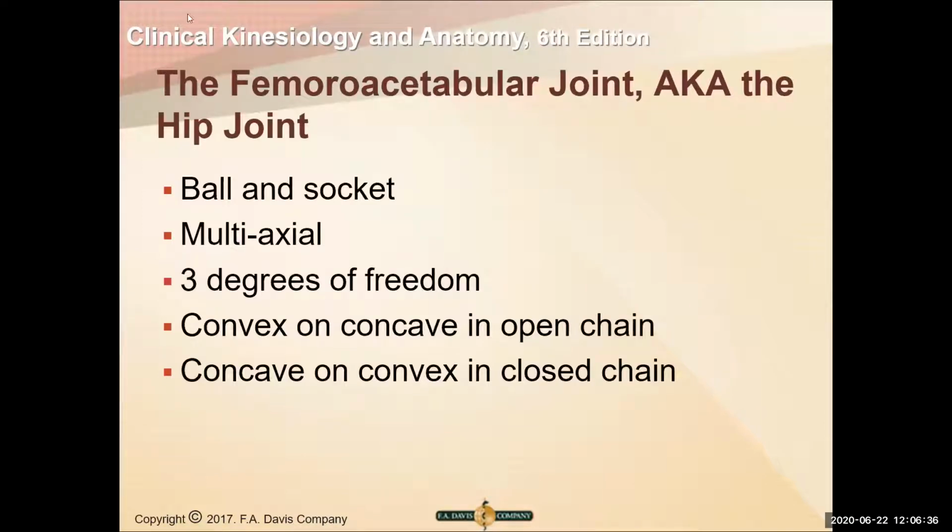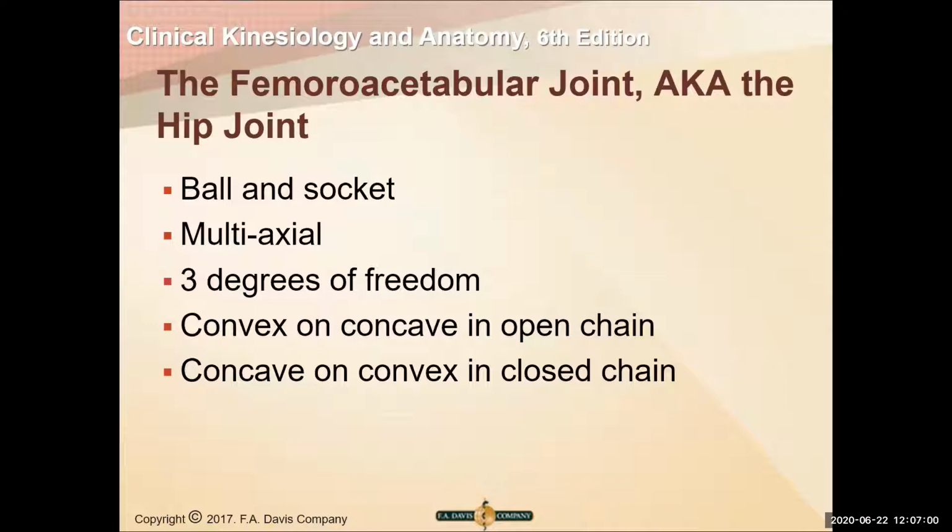All right, so the hip itself, right? It's a ball and socket joint. It is multi-axial, but has 3 degrees of freedom. It is lacking the horizontal abduction and adduction that the shoulder has, right? That's a unique motion in the shoulder, but it still has flexion, extension, abduction and adduction, internal and external rotation.